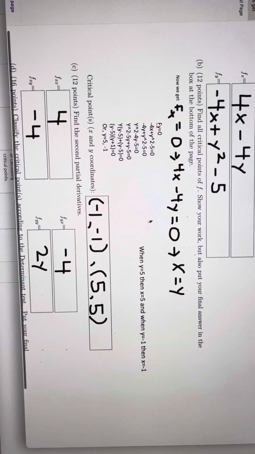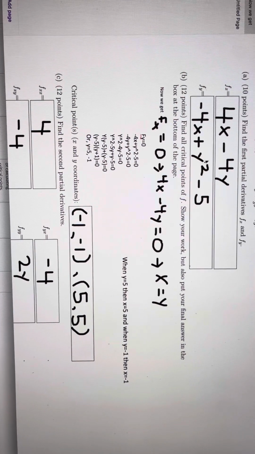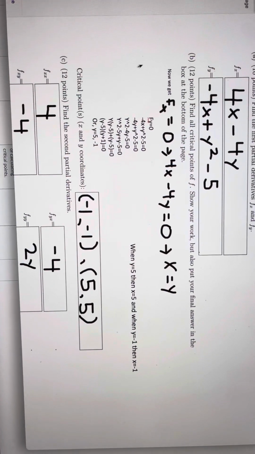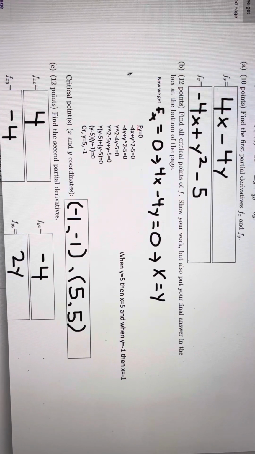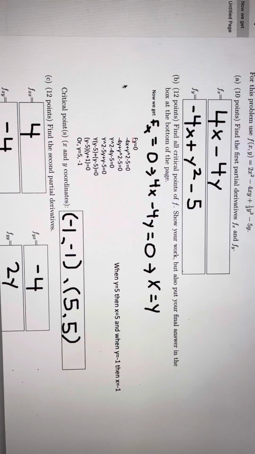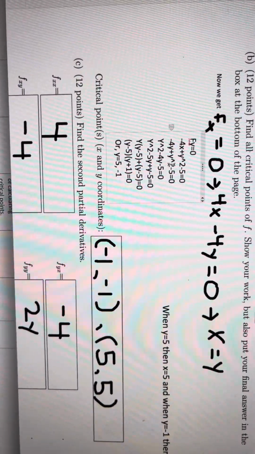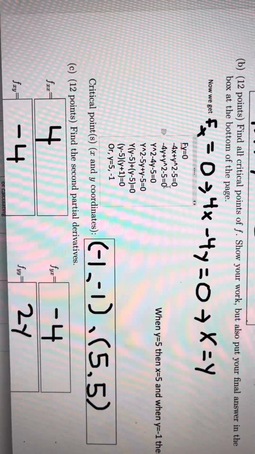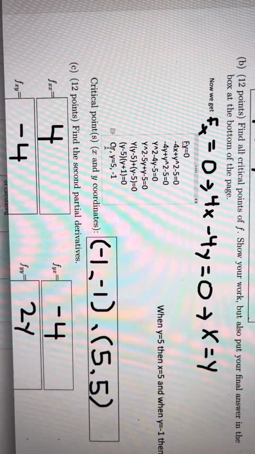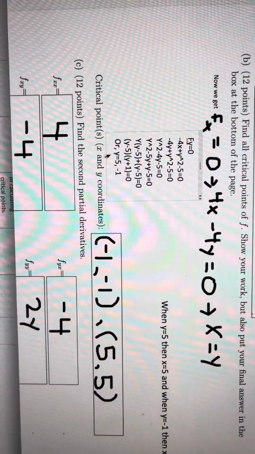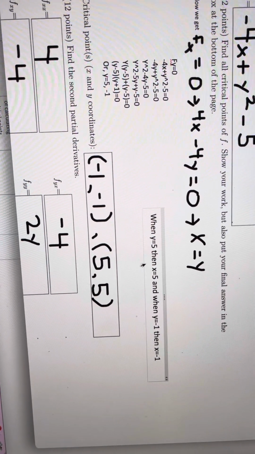For b, to find the critical points, from these formulas, we got fx equals 0, which is 4x minus 4y equals 0, and then we know that x equals y. So fy equals 0, and here is all of my work right here. But ultimately, as you work through it, we get that y equals 5 and negative 1. So when y equals 5, then x equals 5, and when y equals negative 1, then x equals negative 1.